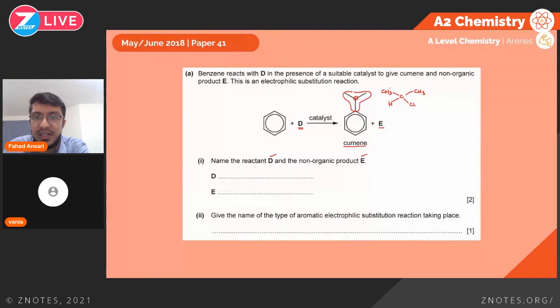Now we need to just come up with a name for this. The longest carbon chain has 3 carbon atoms like this, so this is going to be propane. And it's carbon atom number 2 in the middle that is bonded to the chlorine. So we're going to say that this is 2-chloropropane. So 2-chloropropane is our answer if we want to name the reactant D. And for the non-organic product E, a hydrogen in the benzene ring is substituted by this big alkyl group, and the hydrogen is going to bond with the chlorine from the alkyl chloride. So this is just going to be hydrogen chloride, HCl. It says, give the name of the type of aromatic electrophilic substitution reaction taking place. So this is alkylation.